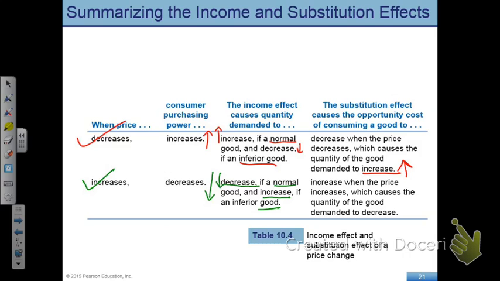in case of a price increase, my substitution effect is always straightforward. It tells me to buy less. But my income effect is kind of confusing. Right? It tells me to buy less if the good is a normal good, but it tells me to buy more if the good is an inferior good. We're going to look at the application of this idea in the next couple of minutes.